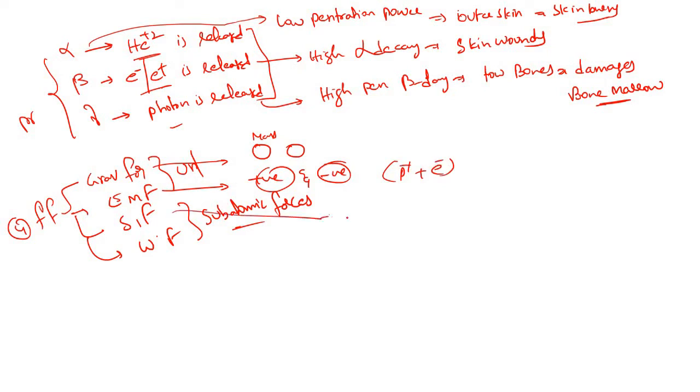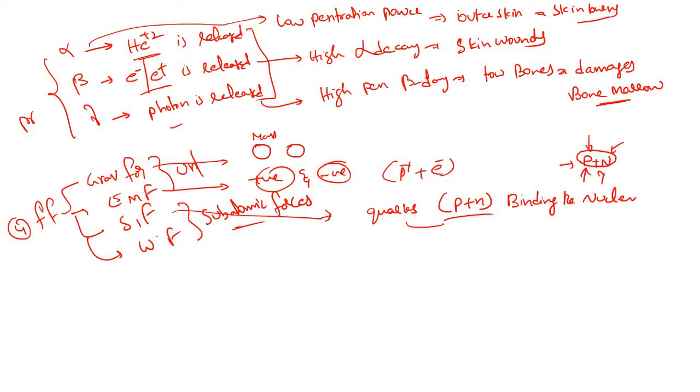Strong nuclear force exists between quarks, for example between protons and neutrons, and it helps in binding the nucleus. Means the nucleus has protons and neutrons inside, no? They help in binding this nucleus, trying to hold these together because of the strong force. Otherwise, without strong force there won't be any nucleus. So strong force is very important for binding.